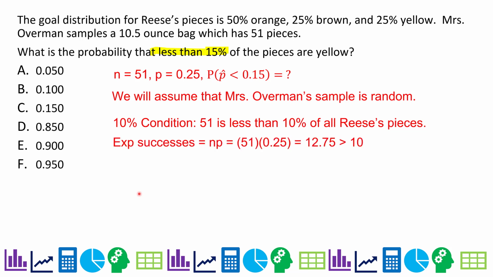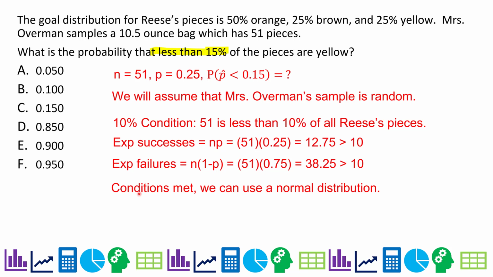All right. Expected number of successes for 51 Reese's Pieces, a quarter should be yellow, so I'm expecting 12.75. This is greater than 10, so my expected successes is fine. And my expected failures is the remainder, which is 38.25, also greater than 10. So all our conditions are met. We can use a normal distribution.